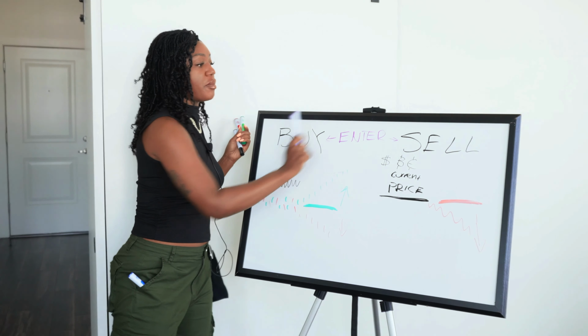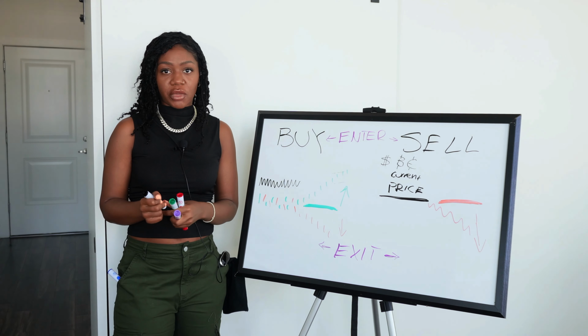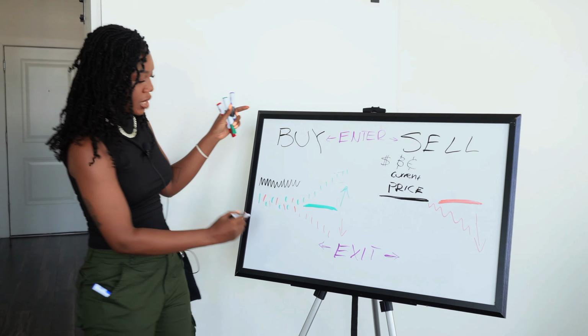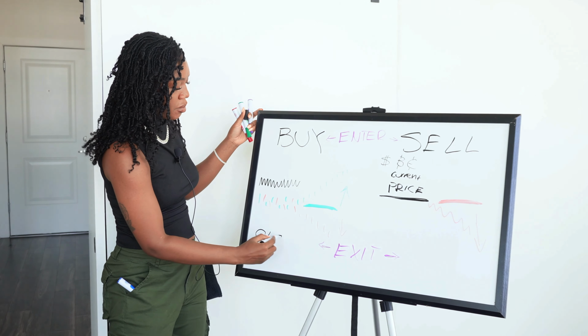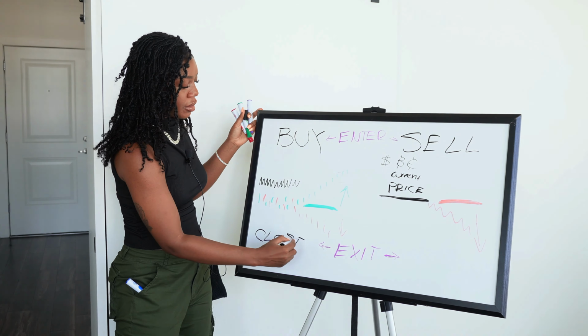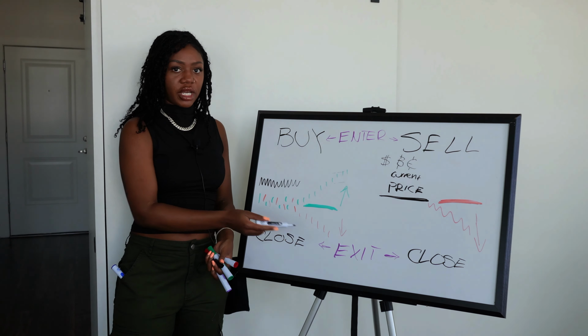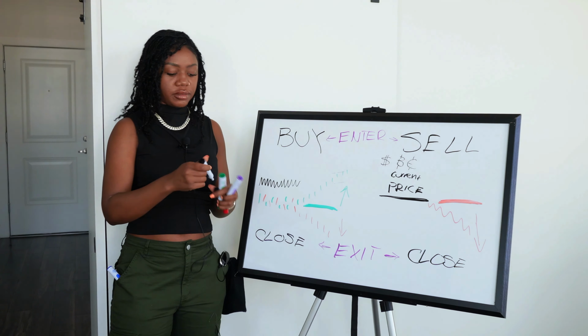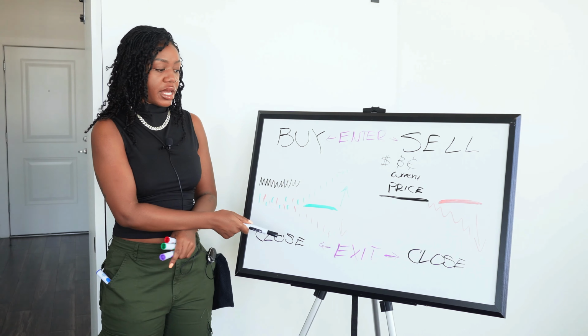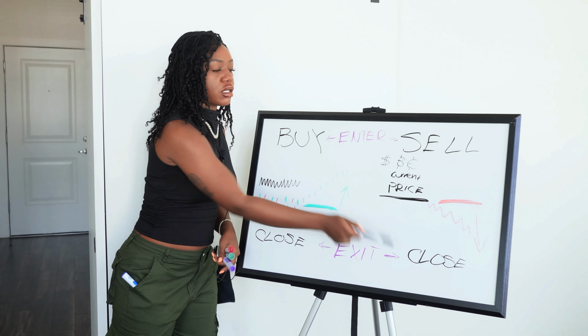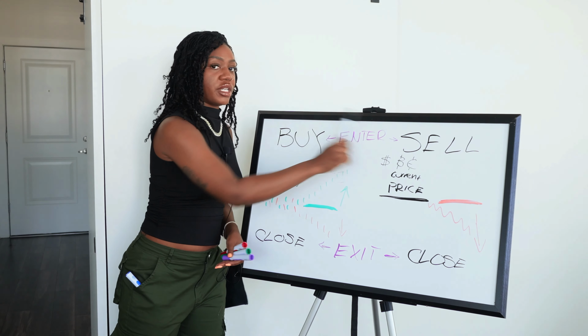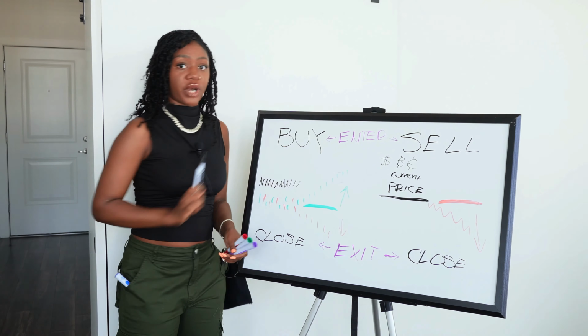To enter, you are buying and selling. To exit the market, you are closing. And that is the same for buying and selling. That is how you exit the market with your profit or your loss. You enter with a buy, close it to exit. Enter with a sell, close it to exit. And which one you choose to enter into depends on where you think price is going.